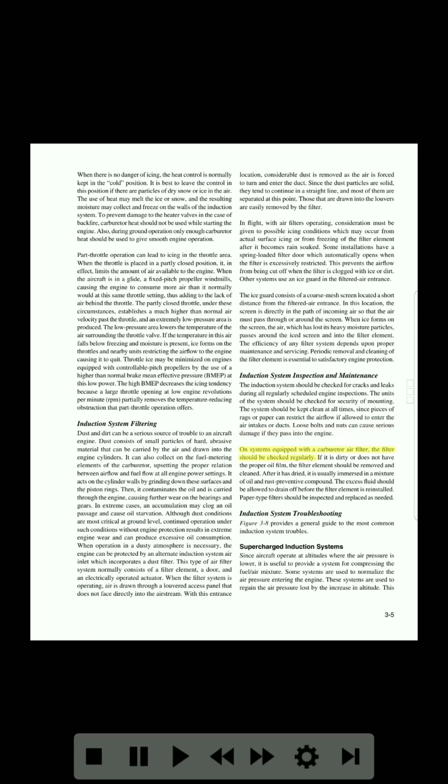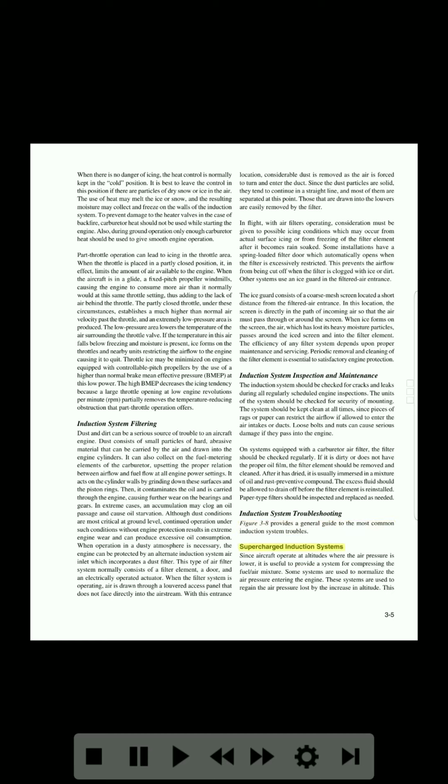On systems equipped with a carburetor air filter, the filter should be checked regularly. If it is dirty or does not have the proper oil film, the filter element should be removed and cleaned. After it has dried, it is usually immersed in a mixture of oil and rust preventive compound. The excess fluid should be allowed to drain off before the filter element is reinstalled. Paper-type filters should be inspected and replaced as needed. Induction system troubleshooting. Figure 3-8 provides a general guide to the most common induction system troubles.